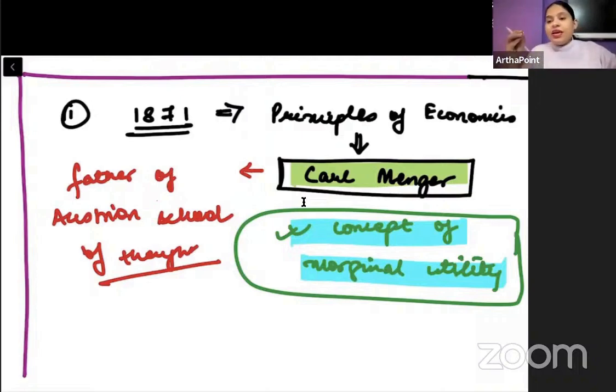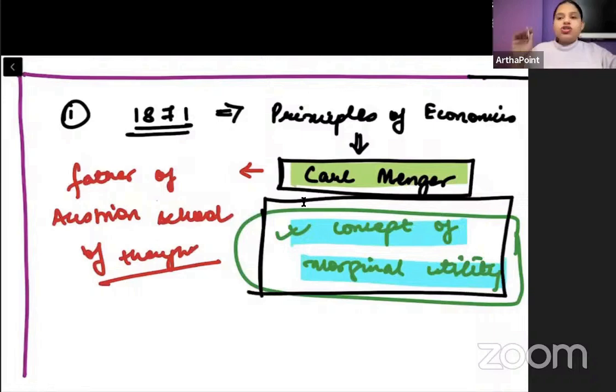ठीक है? If someone asks me and gives me both the options, किसी ने मेरे को बोला कि marginal utility was given by, and Menger and Marshall both are given, then the answer is Menger. But if someone asks me marginal utility was popularized by, किसने उसको popular किया, then I will say Marshall. Popular Marshall ने किया, but it was introduced by Menger. ठीक है? So this is the first thing that they talked about, marginal utility.